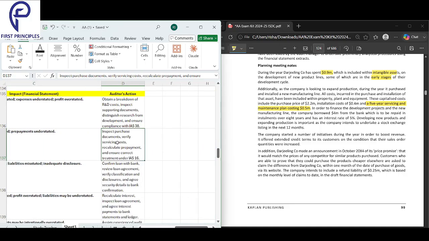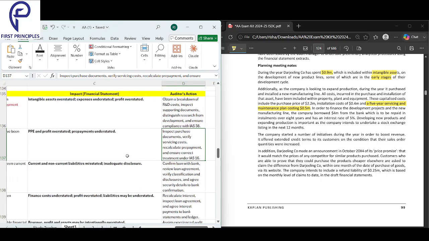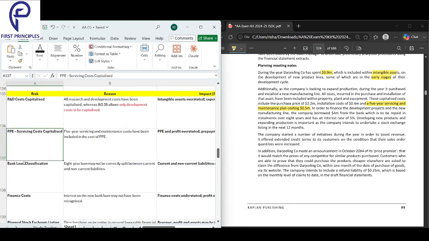So what should the auditor do? Inspect the purchase documents, verify the servicing cost, recalculate the part that is prepayment, and ensure that the treatment is done correctly as per IAS 16. That is the auditor's action.